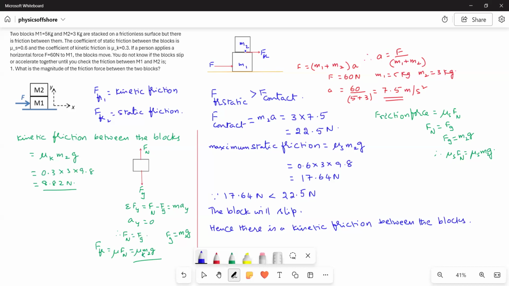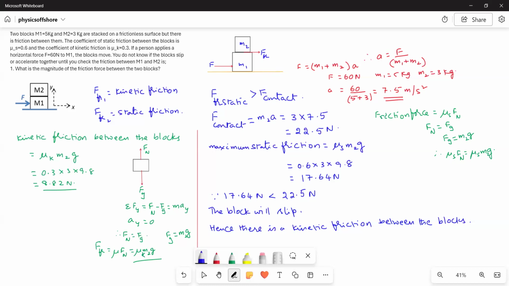First of all, let us find out the condition. What is the condition for the second block not to slip? For that, the static frictional force must be greater than the contact force. Now let us find out the contact force.